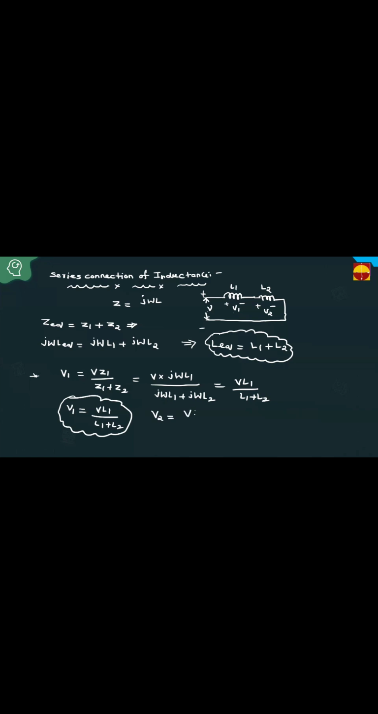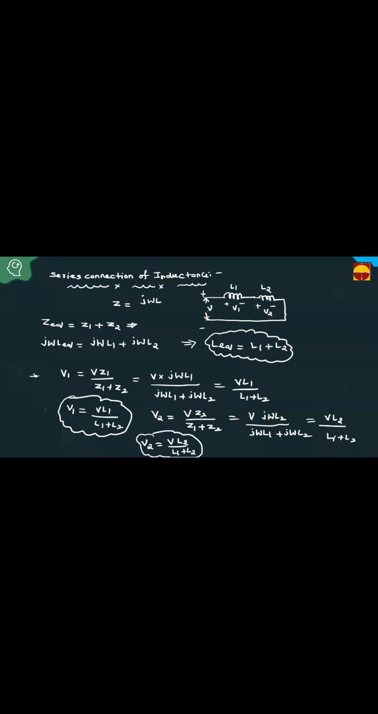V2 equal to V into Z2 by Z1 plus Z2. Replace Z2 as j omega L2, and Z1 plus Z2 as j omega L1 plus j omega L2. Take j omega common. That is V into L2 by L1 plus L2. That is V2 equal to V into L2 by L1 plus L2. If you have to calculate the voltage across L2, take that inductance to the total inductance.